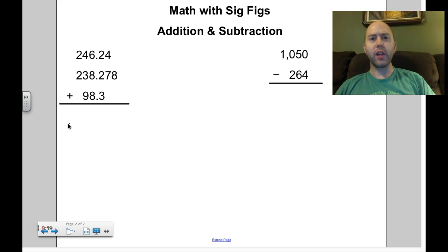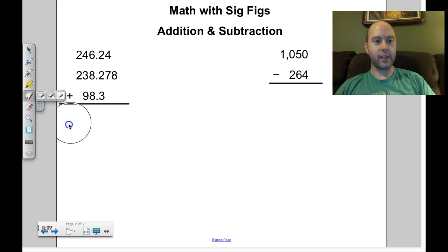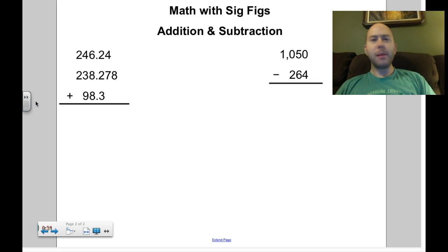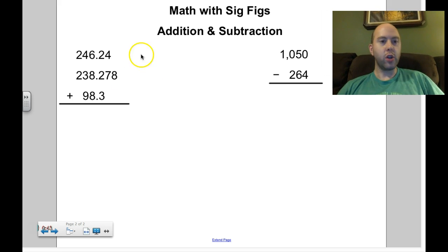In this lesson, we're going to learn how to use sig figs with addition and subtraction. I have two examples. People usually have the toughest time rounding with addition and subtraction of sig figs because it's a little bit more complex of a rule. But what you need to do is, first off, just add the numbers up like you normally would.